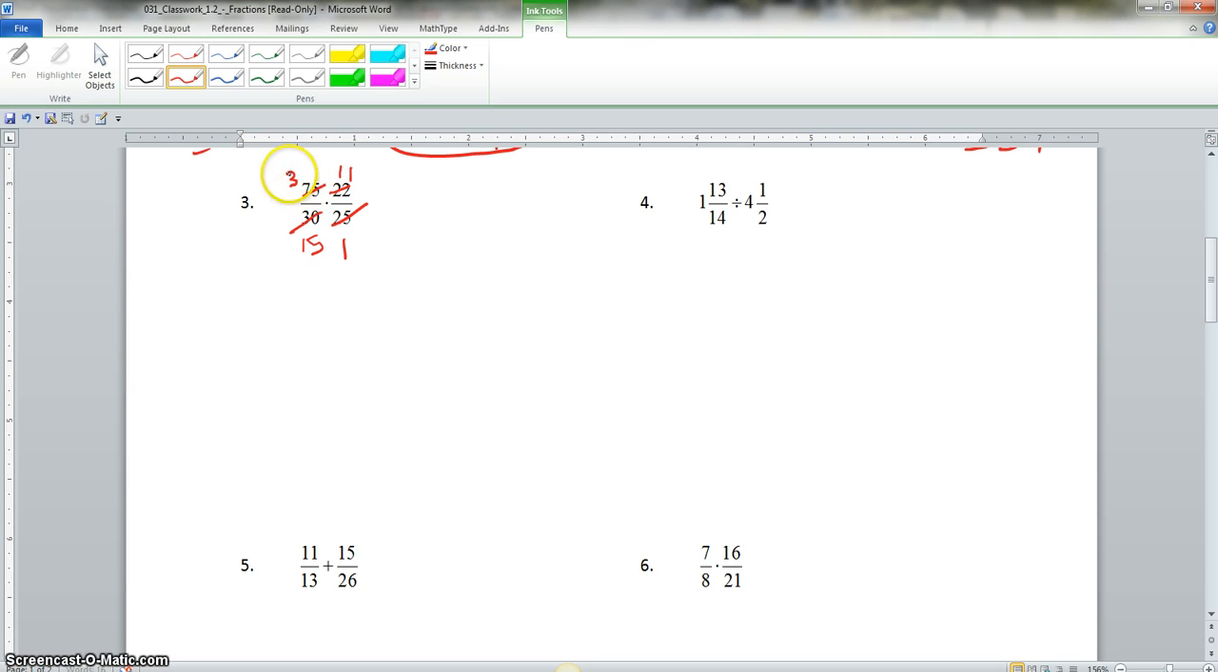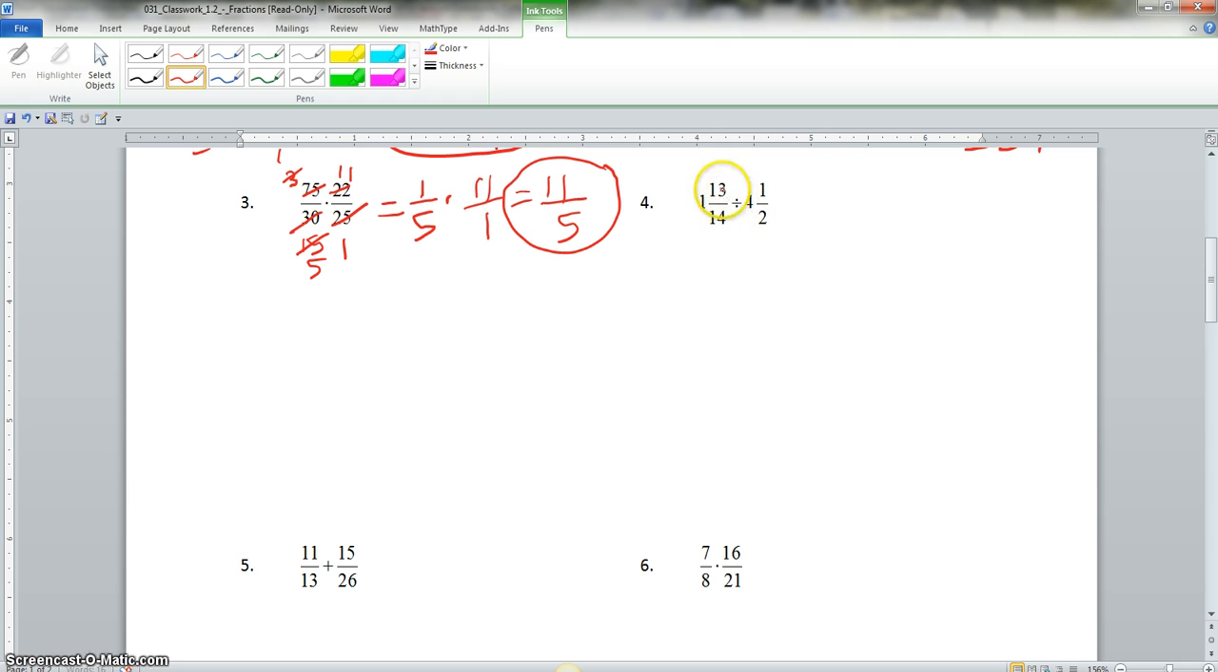Okay, so we could look here. 3 and 15 have 3 in common. 3 goes into 3 once. 3 goes into 15 5 times. So now our new fraction will look like 1/5 times 11 over 1. So we will multiply straight across. 1 times 11 is 11, and 5 times 1 is 5. And this is our final answer.